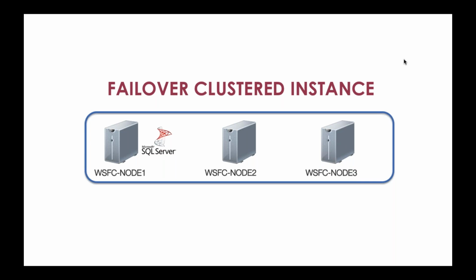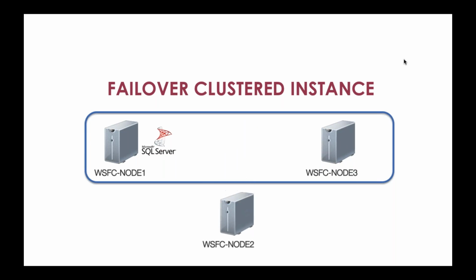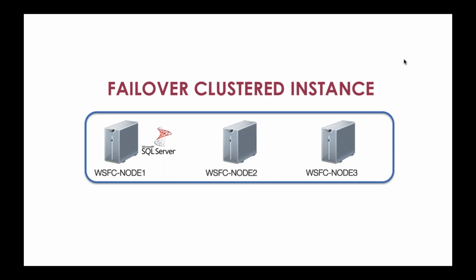So you go and do the exact same thing as what you did with node 3. You remove node 2 from the possible owners list, and you run the upgrade process. Again, once that's done, you bring it back and add it to the possible owners list. Now, at this point, nodes 2 and 3 are already upgraded.